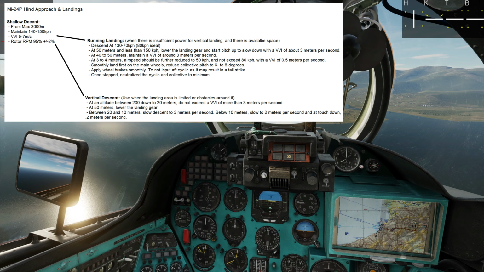At 3 to 4 meters AGL, so almost touching down, airspeed should further reduce to around 50 kilometers an hour and not exceed 80 kilometers an hour, with a VVI of 0.5 meters per second. Smoothly land first on the main wheels, reduce collective pitch to 6 to 8 degrees. Apply wheel brakes smoothly. Do not input aft cyclic as we may tip the ship backwards and create tail strike. Once stopped, neutralize the cyclic and the collective to a minimum.